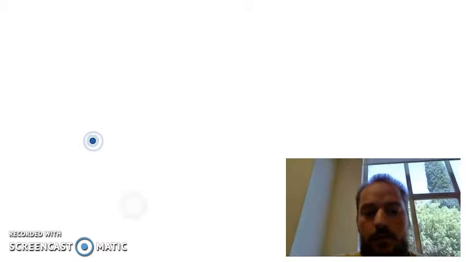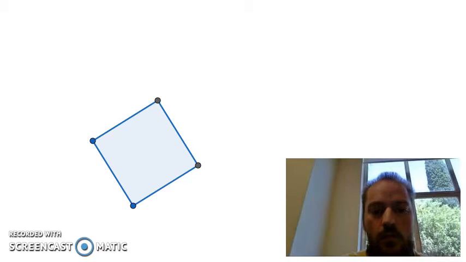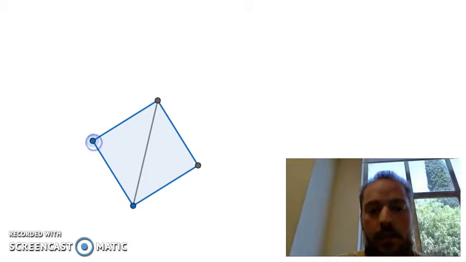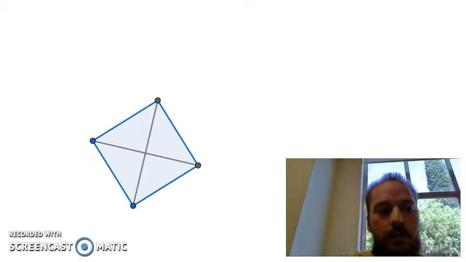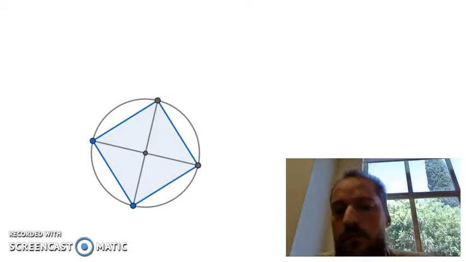Today we're going to talk about quadrilaterals and inscribing them in circles. So if we start with a simple quadrilateral, like a square here, we can see that we can inscribe it in a circle by drawing the diagonals to find the center and drawing a circle whose circumference goes through all four vertices.